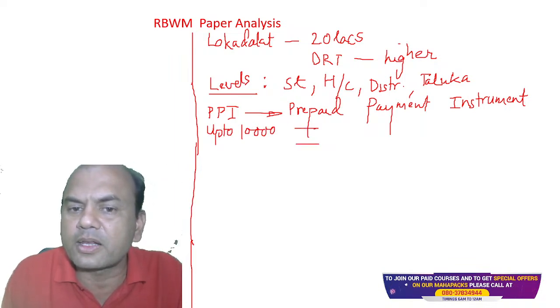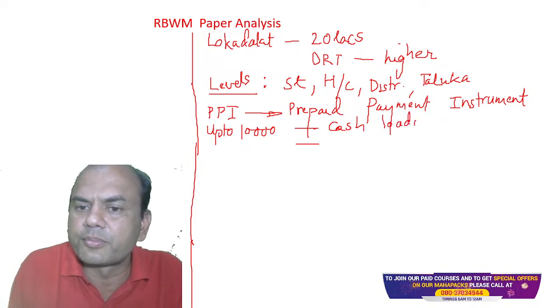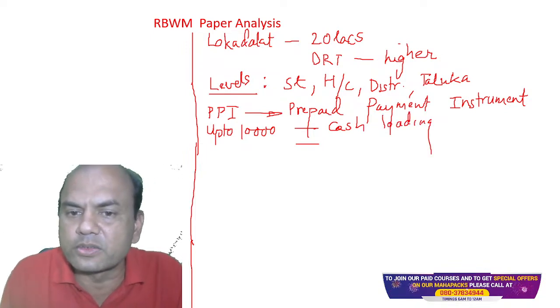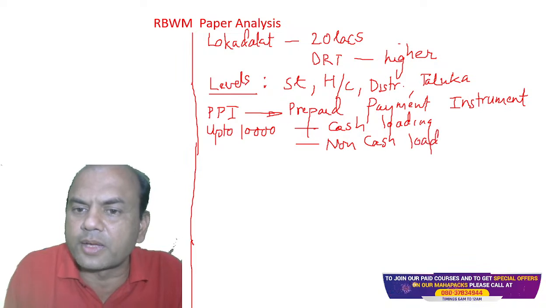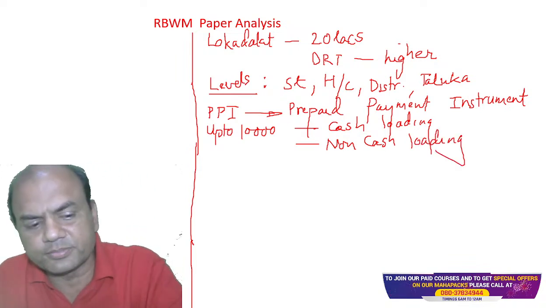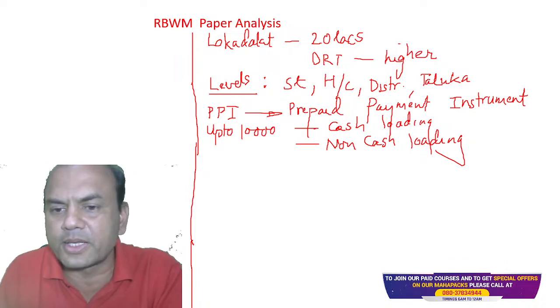The 2 types are cash loading and non-cash loading. One is cash loading and the second is non-cash loading. Okay, these are the 2 types of PPIs. Remember this. Cash loading and non-cash loading. These are the 2 types of PPIs.